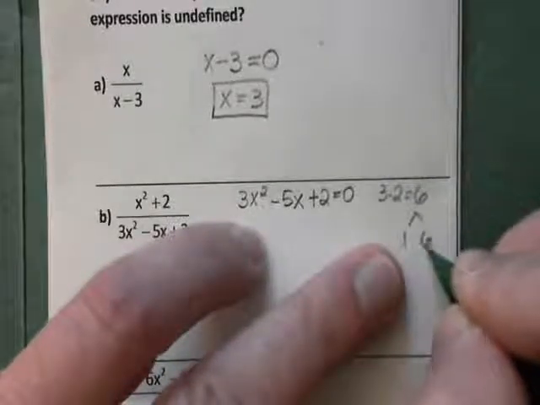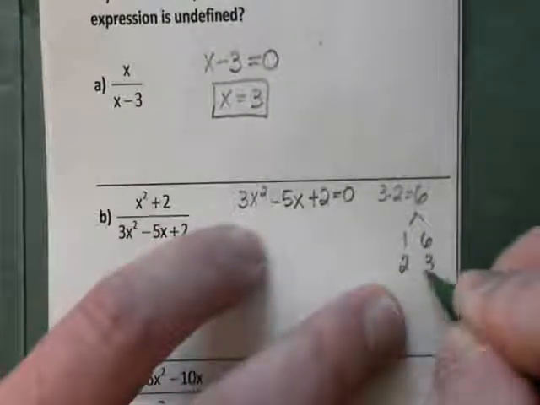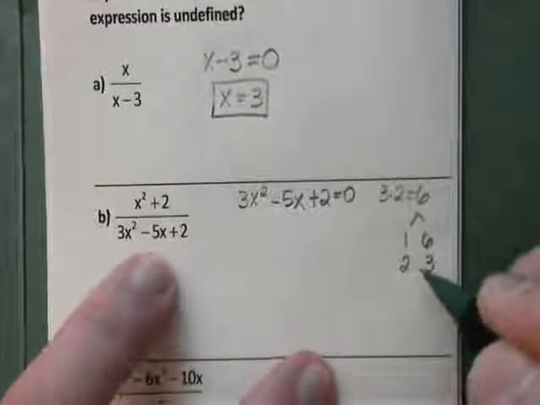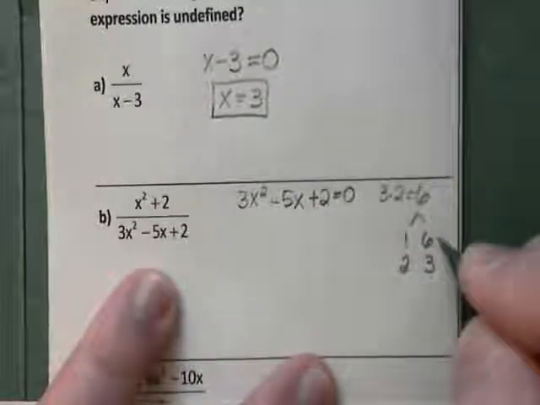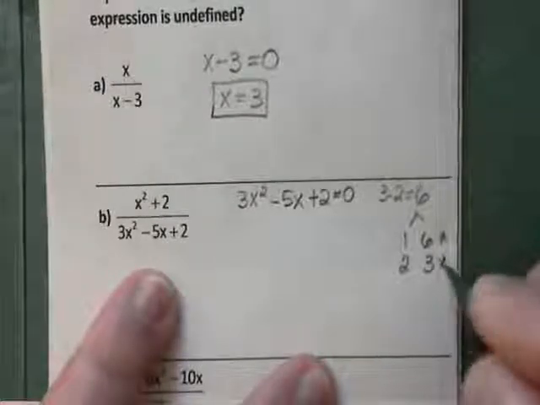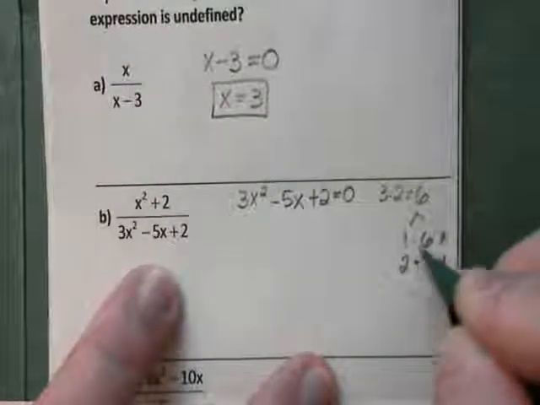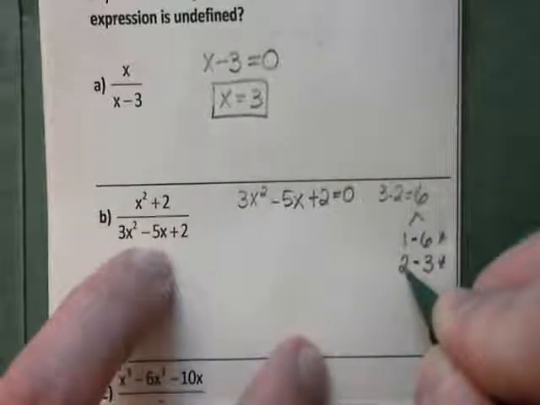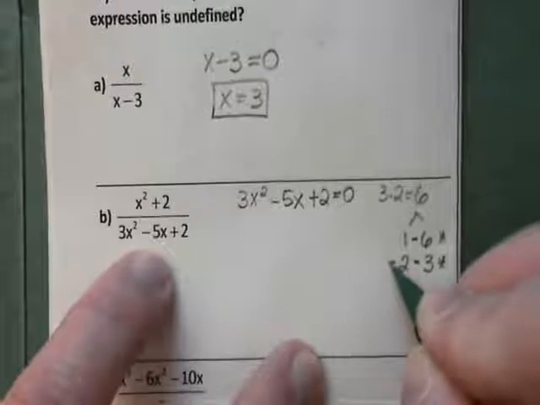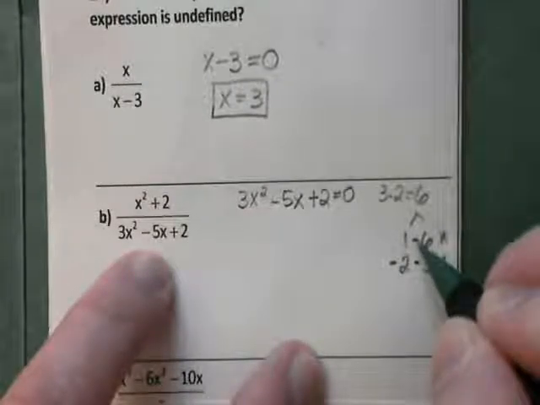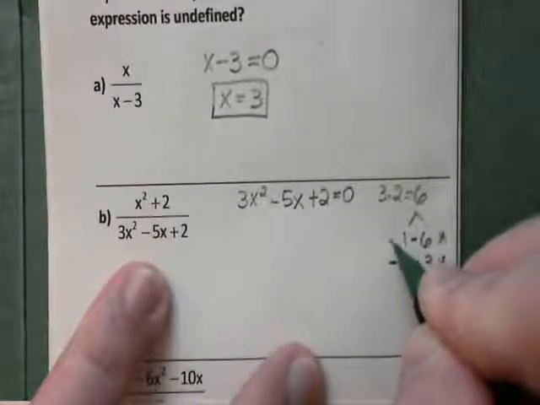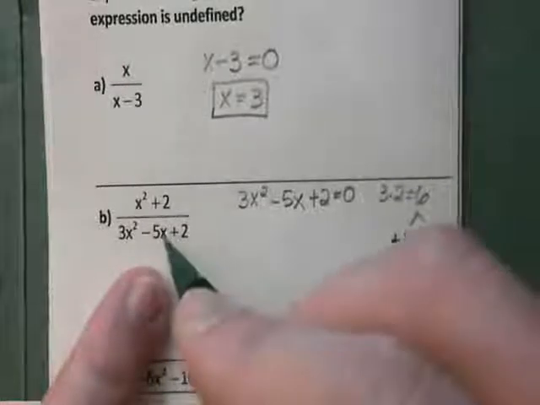Numbers that give me 6: 1 and 6, 2 and 3. Which one of these gives me a 5? Well, both of them give me 5. So what is the sign of the biggest? The sign of the biggest is negative. So negative 3 plus 2, or minus 2, will give me negative 5. Well, the answer is negative 2. And negative 6 plus 1, or minus 1, will give me negative 5. I'm sorry, positive 1, because negative 6 plus 1 is negative 5.